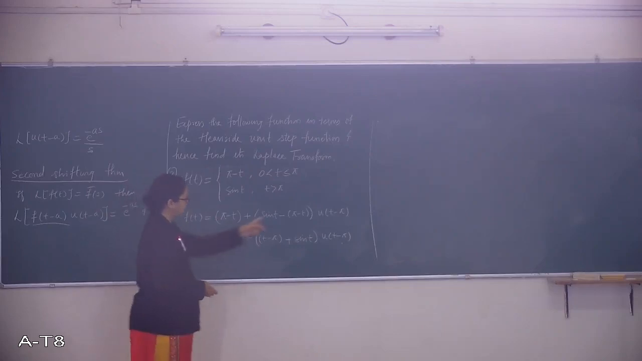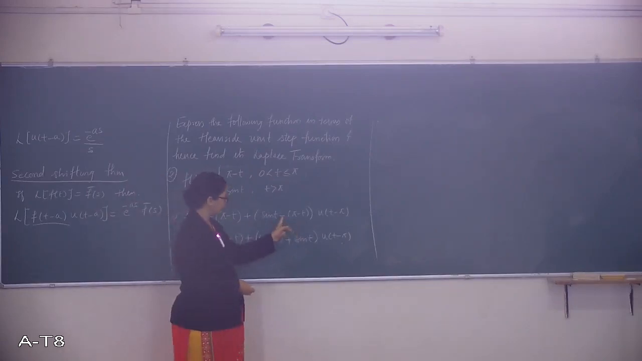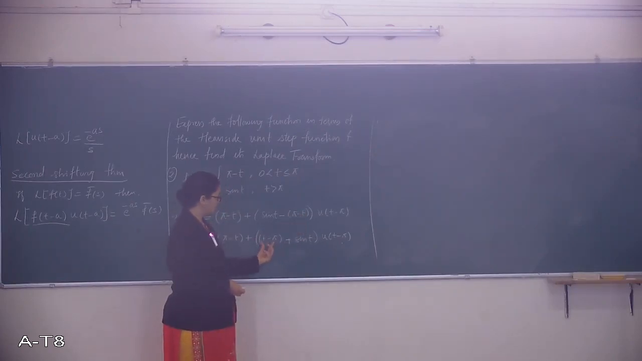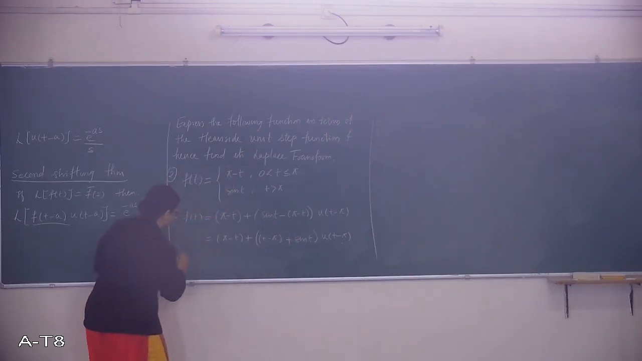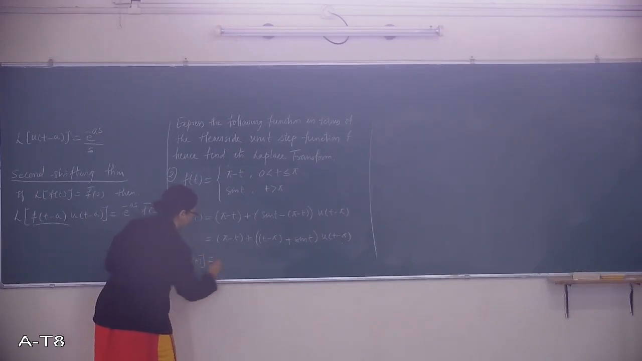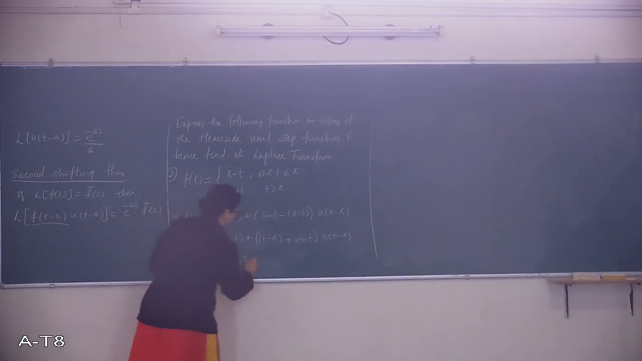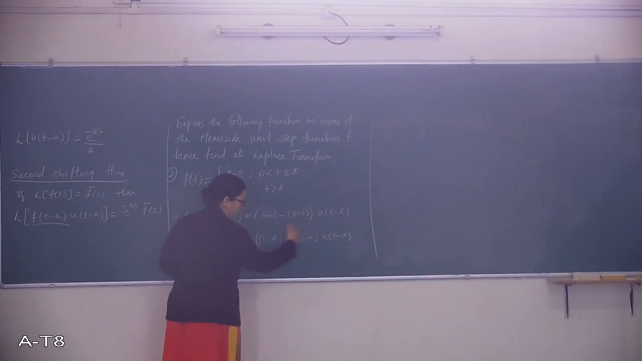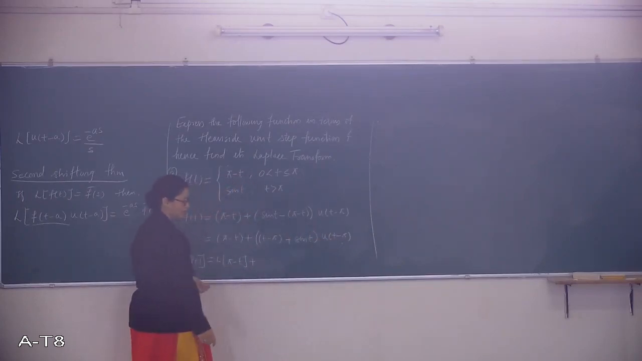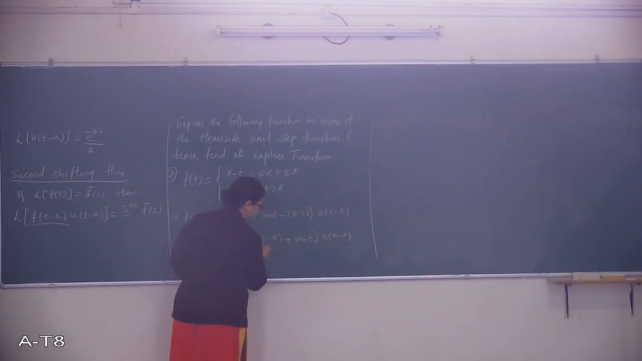So taking the minus sign inside, it will be t minus pi, okay. So this term I have taken here, plus sin t. Now go for taking the Laplace transform on both sides. So that equals the Laplace transform of pi minus t, plus, now here it is t minus pi, plus sin t into u of t minus pi, okay.